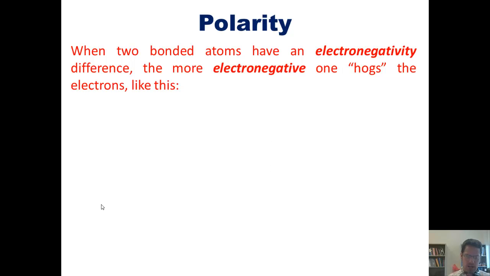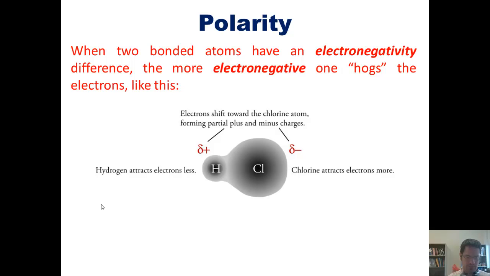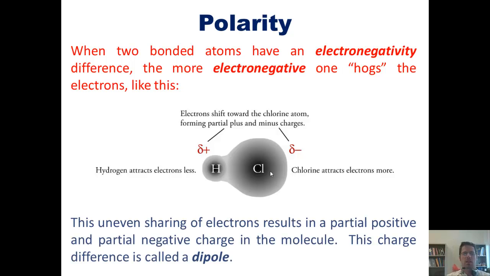As I've already foreshadowed, when two bonded atoms have an electronegativity difference, the more electronegative atom will hog electrons like this. In this example, chlorine is much more electronegative than hydrogen. Thus, the chlorine pulls electrons to itself much more strongly than the hydrogen does, kind of like a tug-of-war between a monster truck and a Volkswagen Beetle. This uneven sharing of electrons results in a partial positive charge on the hydrogen and a partial negative charge on the chlorine. This charge difference is called a dipole.